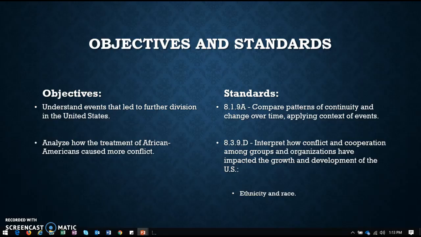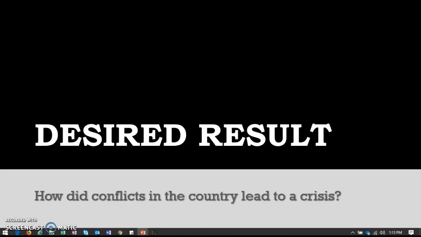Our objectives and standards: to understand events that led to further division in the United States, and to analyze how the treatment of African Americans caused more conflict. Take a moment there to read the standards if you would please. And our desired result: how did conflicts in the country lead to a crisis?